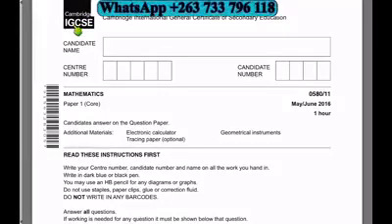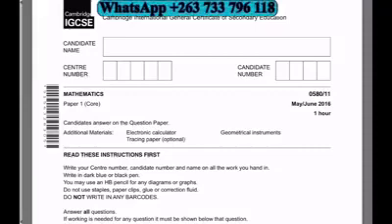Cambridge IGCSE exams. We are going to look at paper 1 core. This was written in May-June 2016 session. So this is syllabus 0580. So this is paper 1 for core, and these are the instructions for the examination. The most important instruction here is not to write in any barcodes, and that scientific calculators should be used.